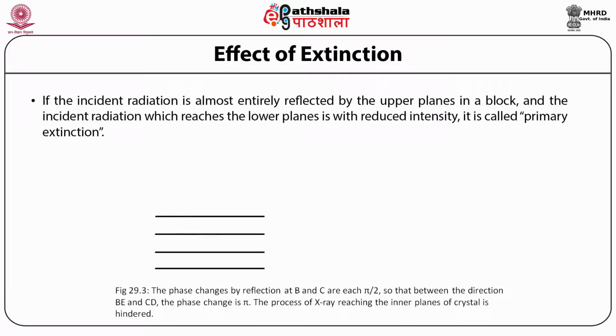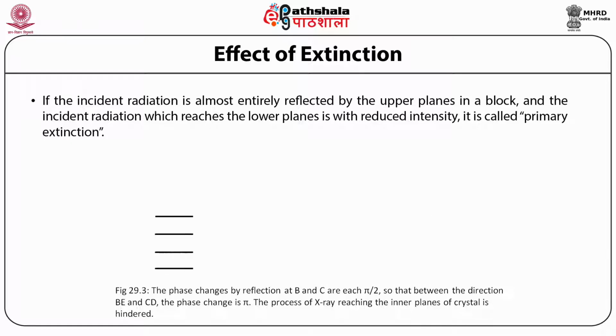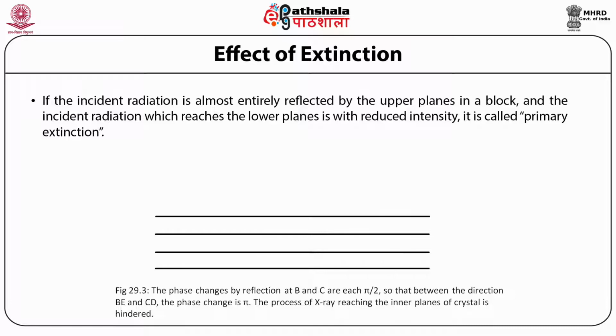If the incident radiation is almost entirely reflected by the upper planes in a block, and the incident radiation which reaches the lower planes is of reduced intensity, it is called primary extinction, which is clearly shown in figure 29.3. Here, the phase changes by reflection at B and C, each by pi by 2, so that between the directions BE and CD, the phase change is pi by 2 plus pi by 2, which is pi. The process of X-rays reaching the inner planes of the crystal is now hindered.